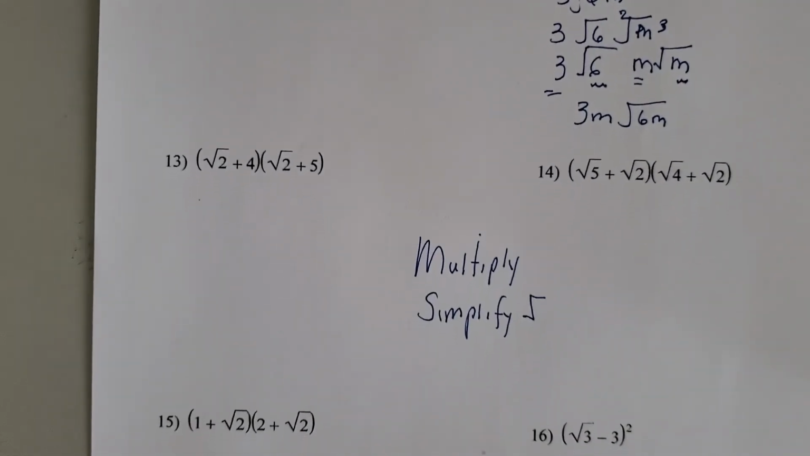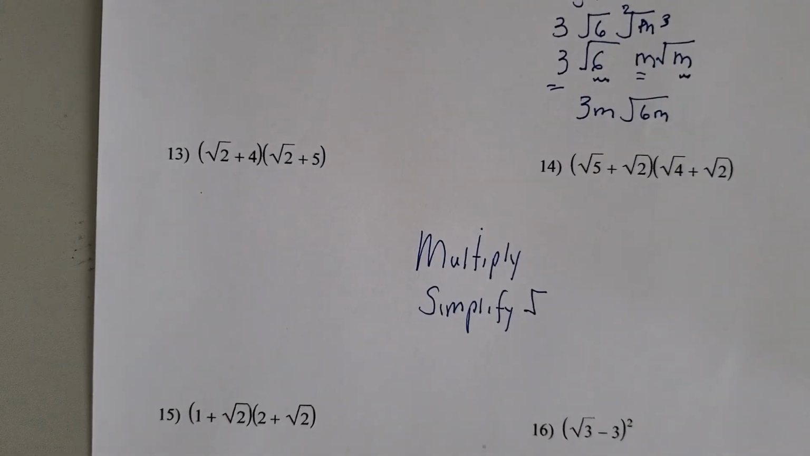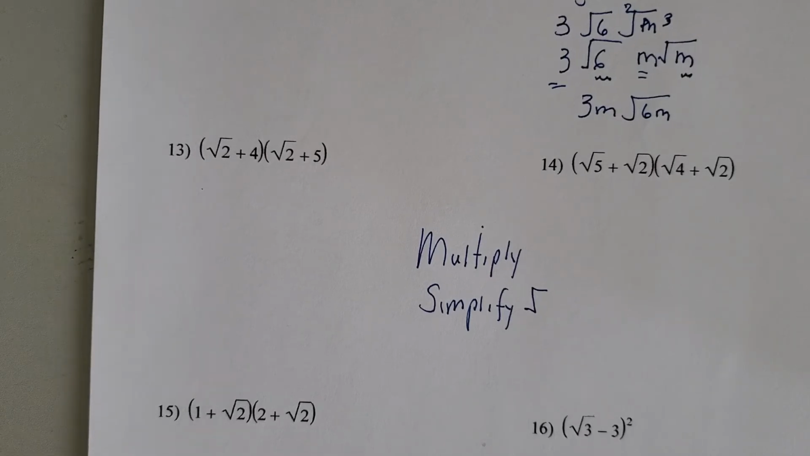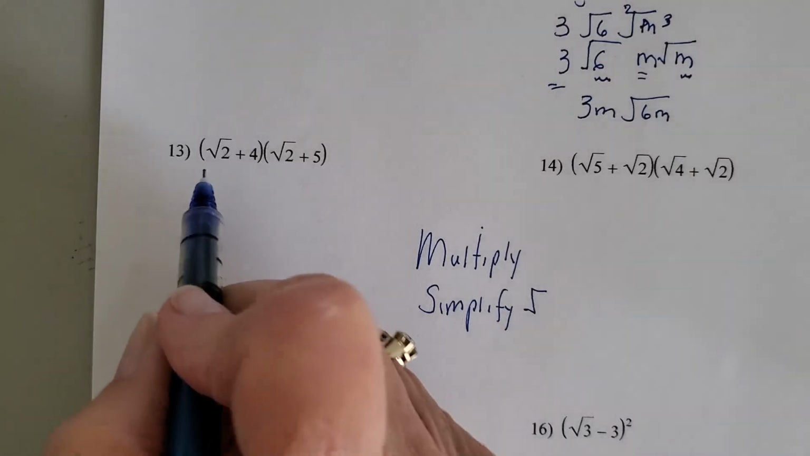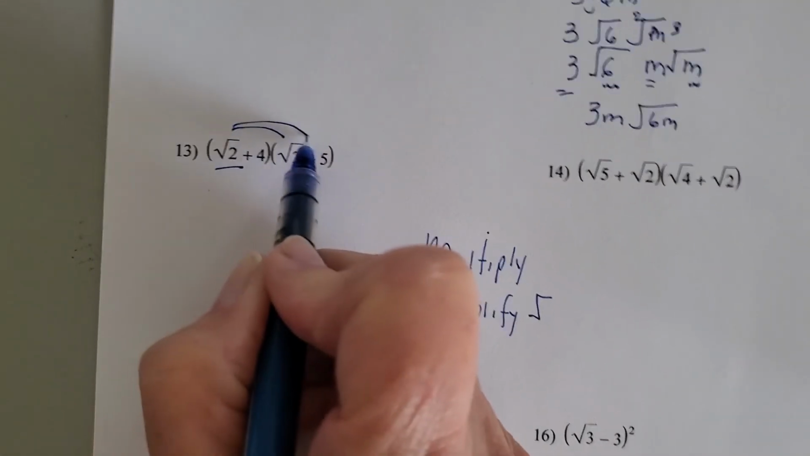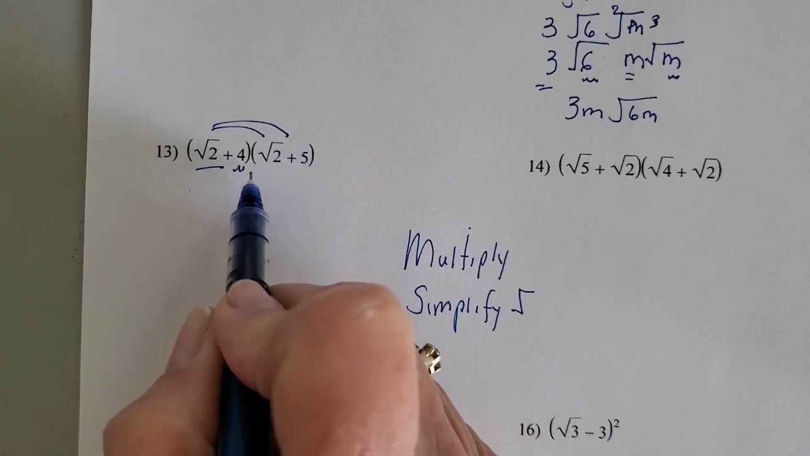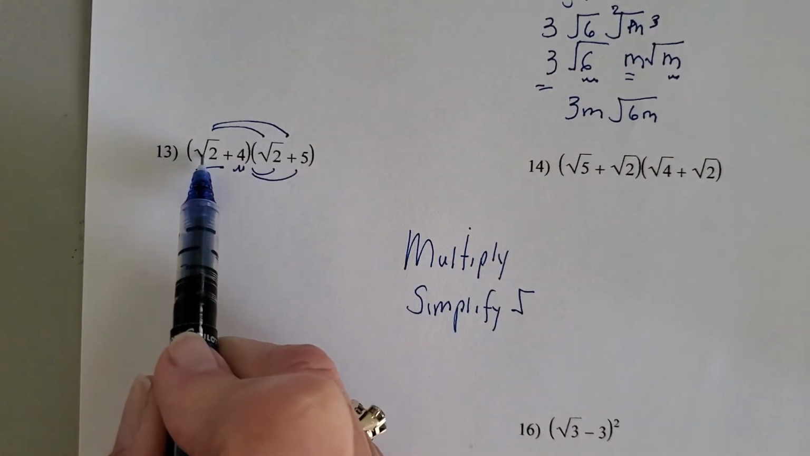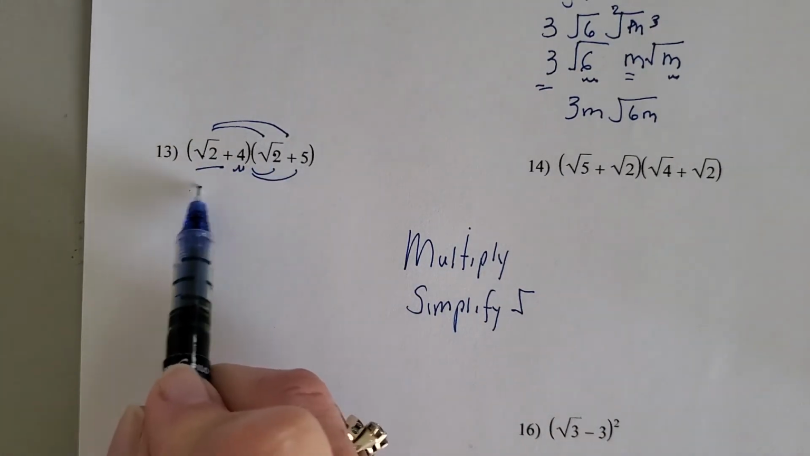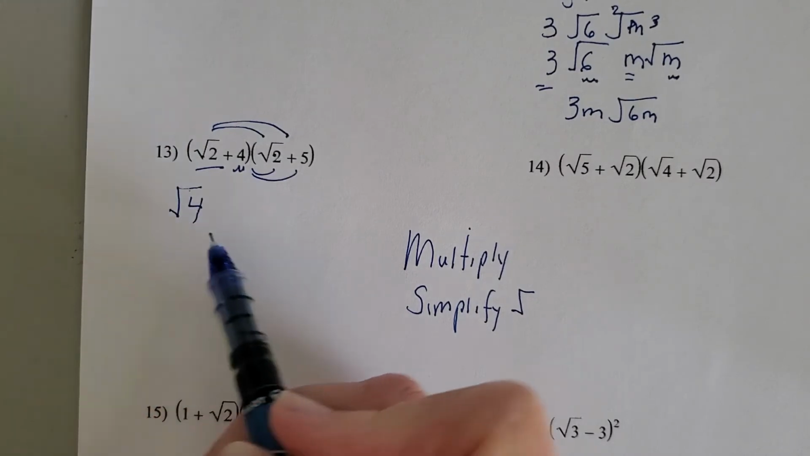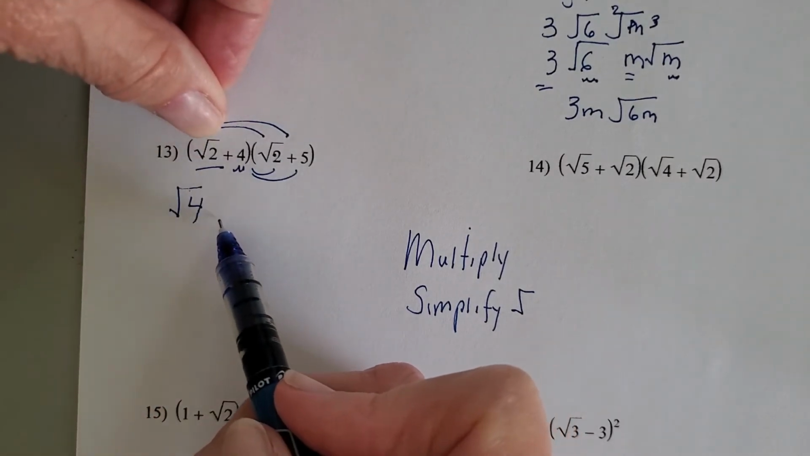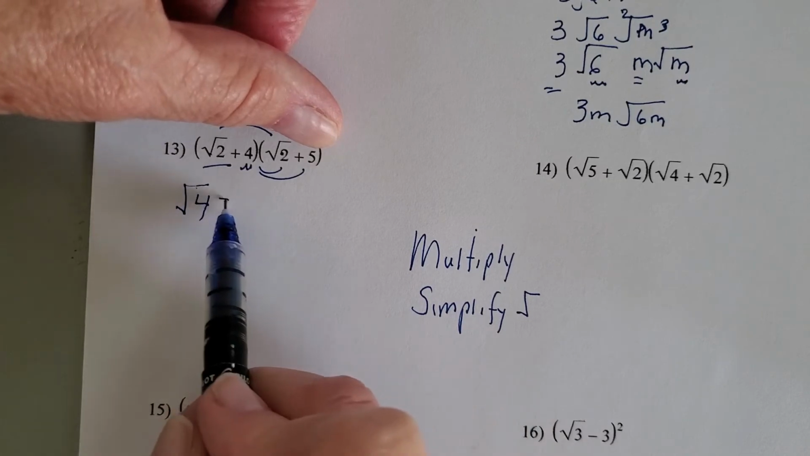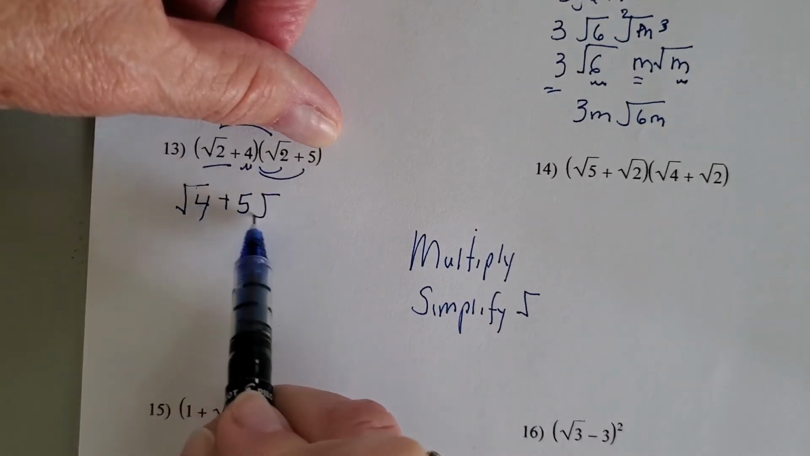All right, hold on. These look complicated. It's just the distributive property. Call it FOIL if you want. Okay, so we're going to multiply this times each of these, and then this times each of these, just like we do with FOIL. So radical 2 times radical 2, radical 4. Radical 2 times 5 is 5 radical 2.